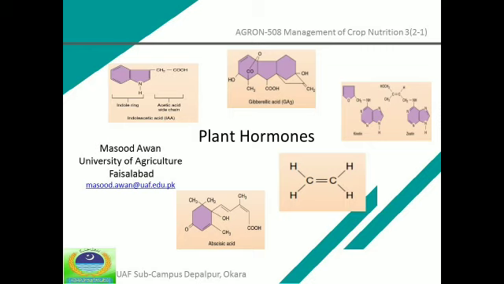Originally, they were studied in animals, but soon they were also discovered and extensively studied in plants. Plant hormones are substances other than nutrients that affect growth and development of plants. So, they affect many processes: growth, development, reproduction, longevity, and even death of organs or whole plants.